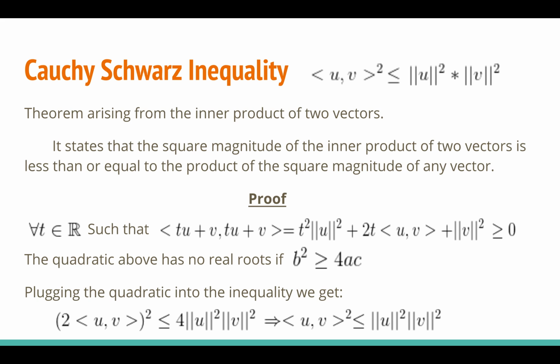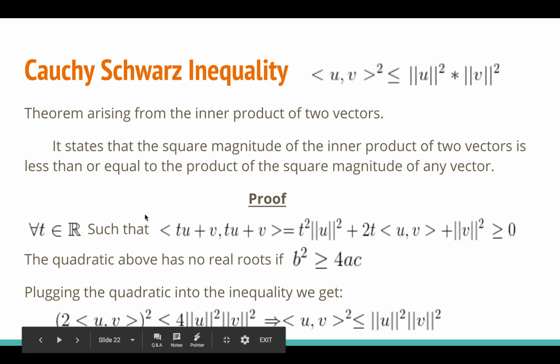And now that we know pretty much the inner products of real and complex functions and numbers, we can derive the Cauchy-Schwarz inequality, which basically states that the inner product of u comma v, squared, is less than or equal to the magnitude of u squared times the magnitude of v squared. And there's two ways to prove it. I like the quadratic form.